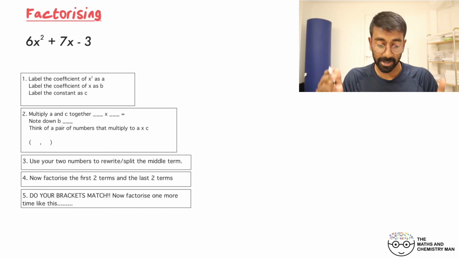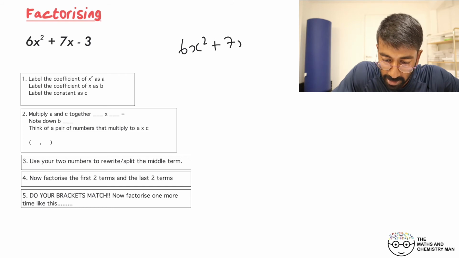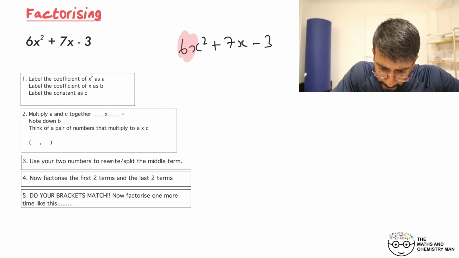Okay, next. Another one of these quadratics, but this time we've actually got a coefficient of x squared that's not actually 1. So let's have a go at this. So we've got 6x squared, and then we've got 7x, and then take away 3. So get highlighting.